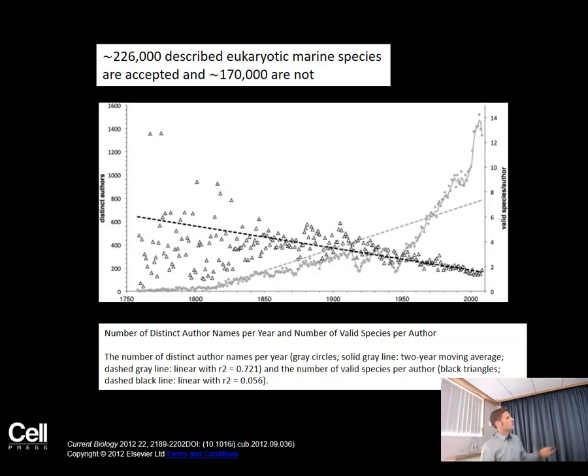And you can also see a very interesting graph: in gray, it's the number of authors that are describing species, while the triangles show the number of species described per author. So this gives some insight on that. There are more scientists describing species, but each scientist is describing fewer species. So basically it highlights the diversification of taxonomy as a scientific discipline.